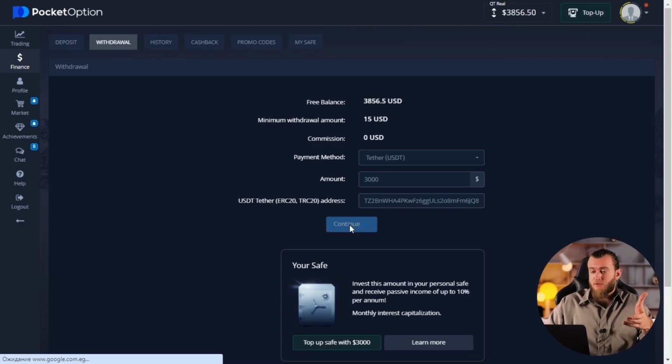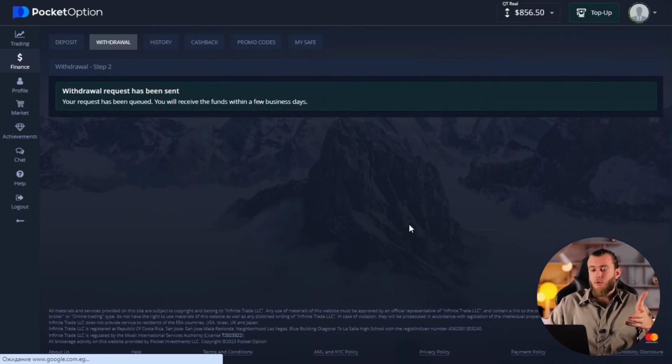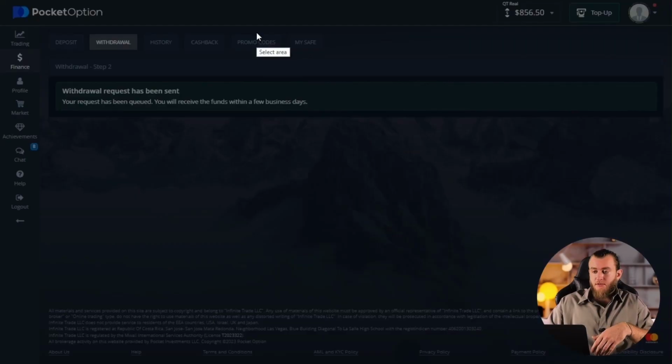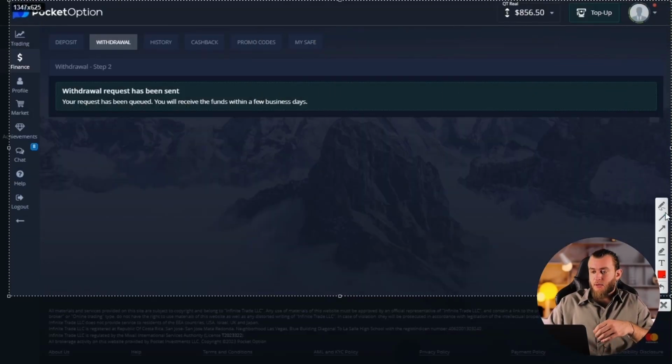And there you have it, folks. $3,000 heading to my wallet, while the trading balance has gone down. We should save these funds for future investments. The total amount is $856 in savings.